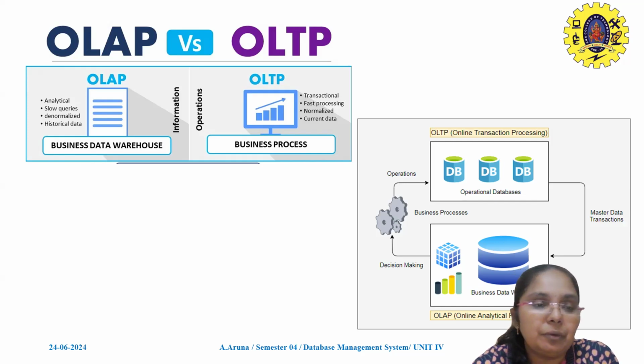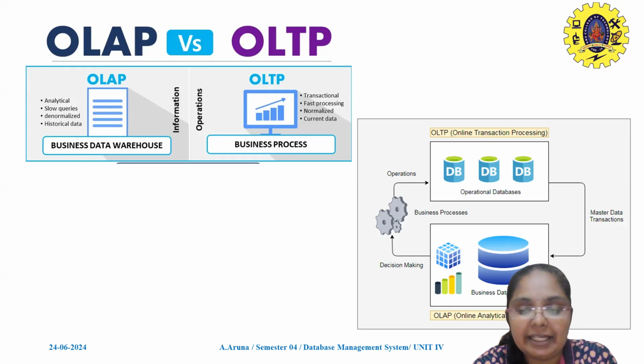For example, if you want to show some historical data, in this case we definitely have to go for OLAP, because here we don't need any normalized data. If redundant data is present inside the data warehouse or a table, there is no bother, so you can go for analytical processing.